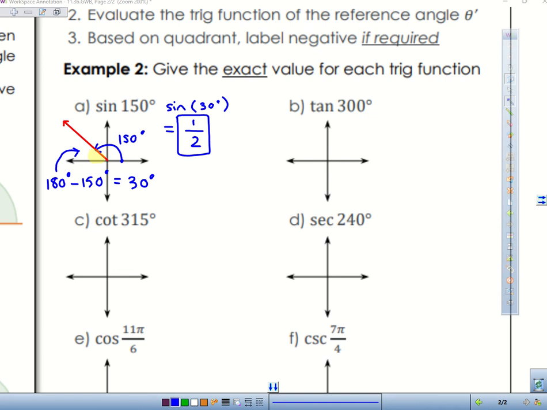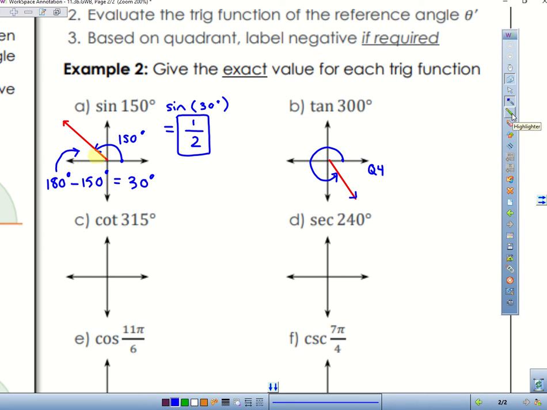Exactly. Yeah, we're going to definitely do an example where you have to make it negative. So on this one here, we have tan of 300. So 300, we start here. We go 90, 180, 270, and we go a little further to get to 300. So what quadrant have we landed in here? Quadrant 4. Okay, we're in Q4.